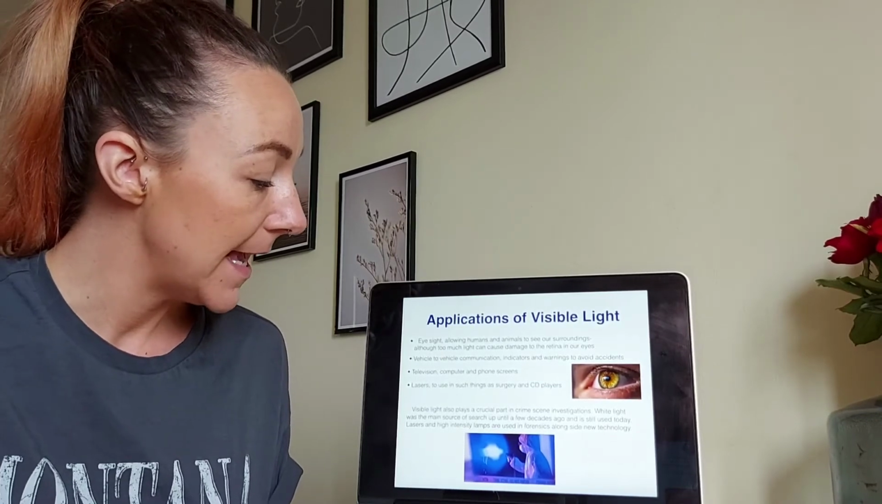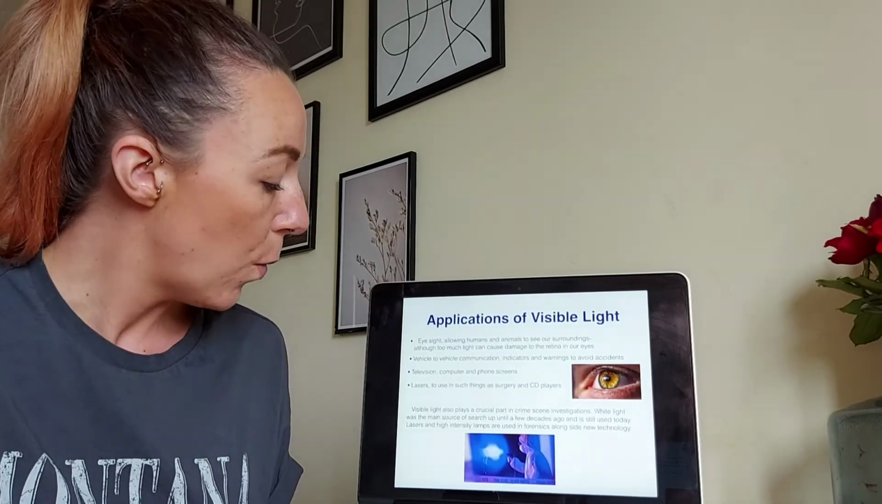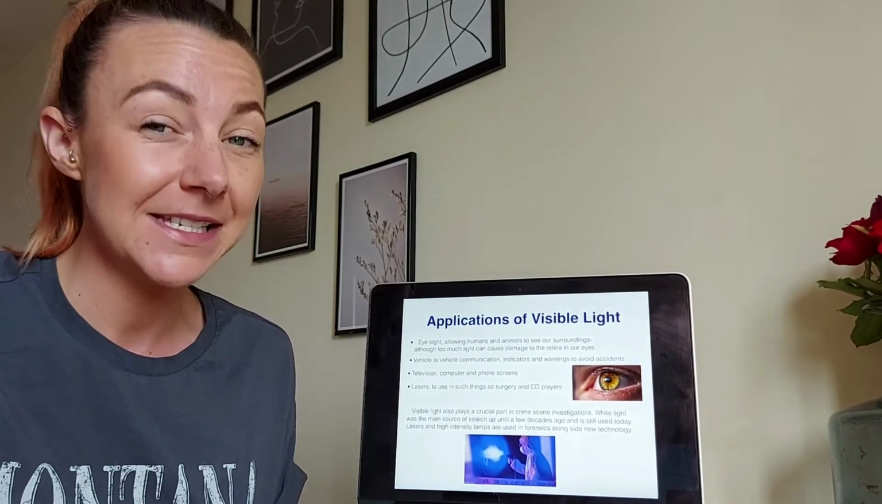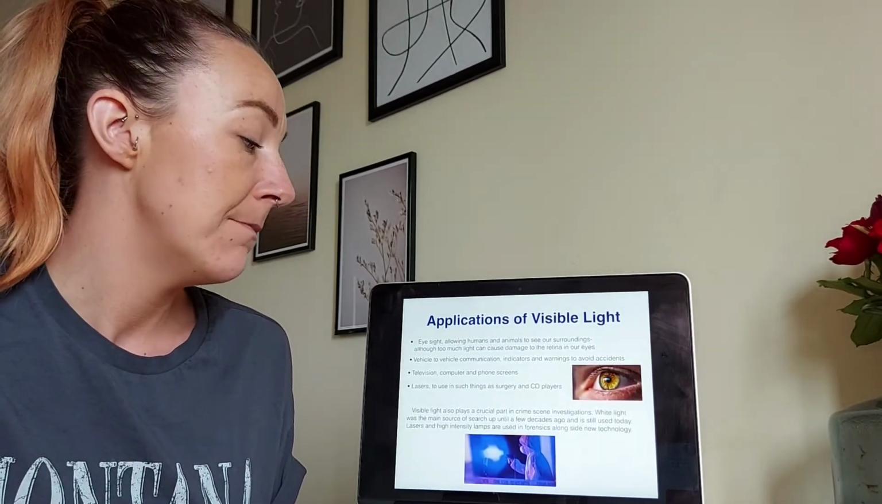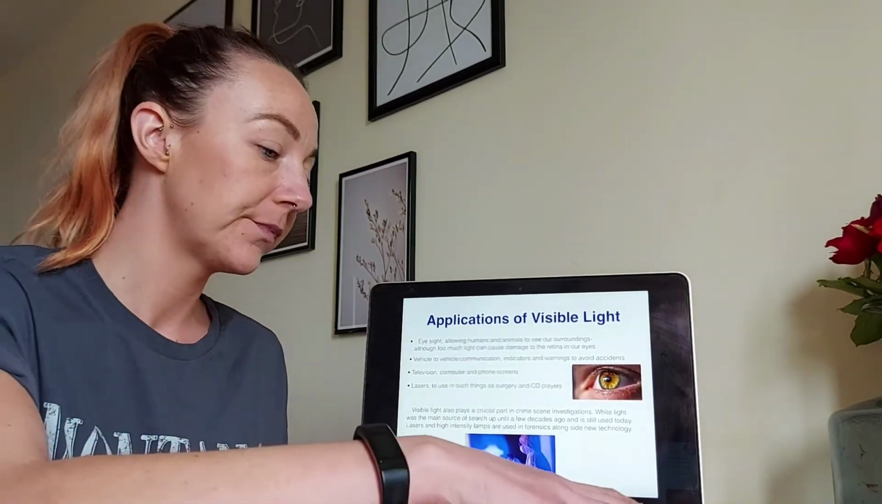Visible light also plays a crucial part in crime scene investigations. White light was the main source of search up until a few decades ago, and it is still used today. Lasers and high-intensity lamps are used in forensics alongside new technology.